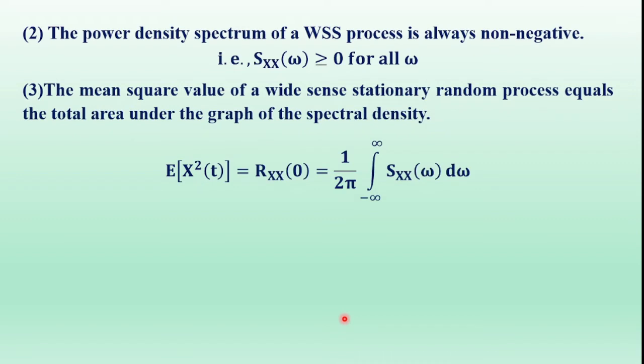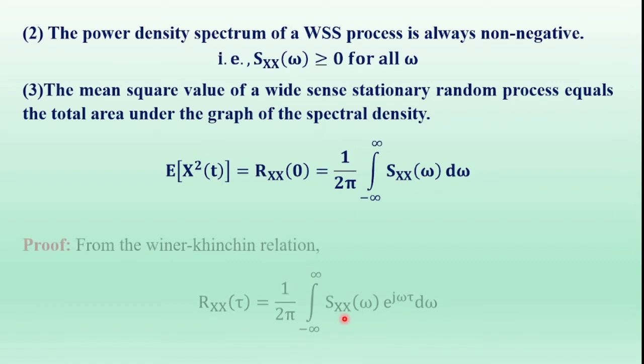And the third property: the mean square value of a wide sense stationary random process is equal to the total area under the graph of the power spectral density. So that is, expectation of x square of t is equal to Rxx of 0 is equal to 1 by 2 pi integral minus infinity to infinity Sxx of omega d omega. Now coming to the proof.